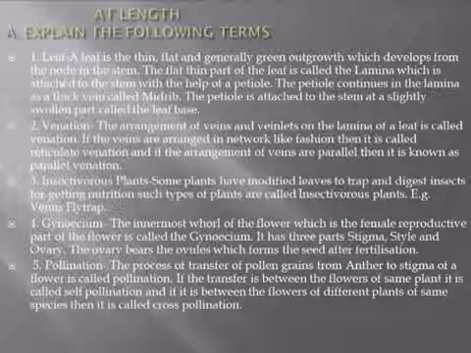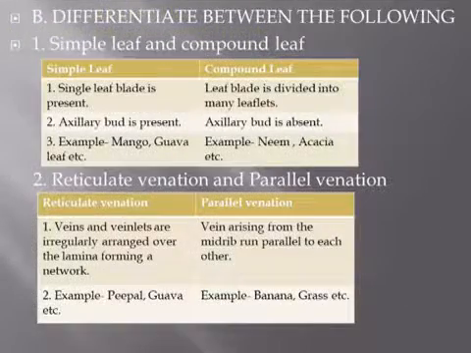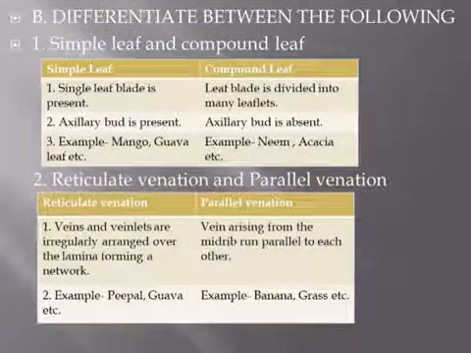Number 5, pollination. The process of transfer of pollen grains from the anther to the stigma of a flower is called pollination. If the transfer occurs between the flowers of the same plant, then it is called self-pollination. But if it occurs between the flowers of different plants but of the same species, then it is called cross-pollination. Now number B is differentiate between the following.